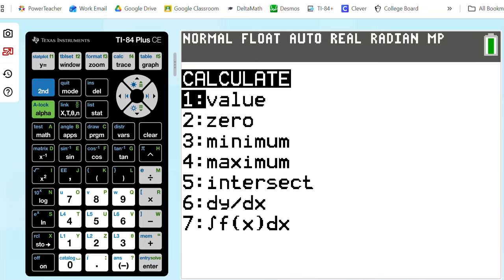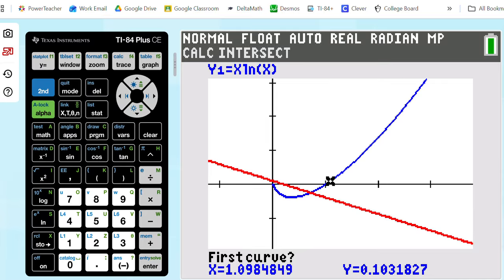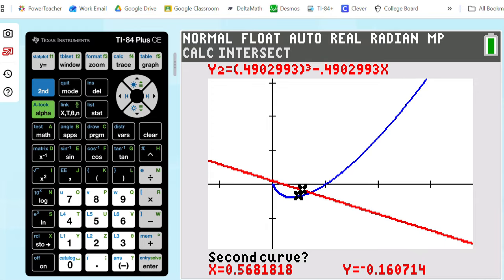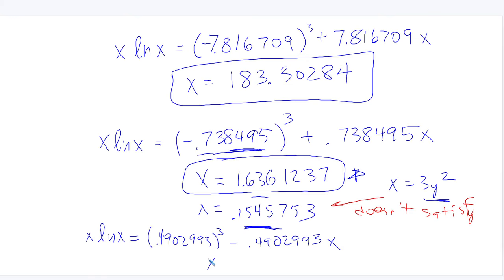So we'll do second trace, and we'll do calculate intersect, option 5. I always like to make sure I'm to the left first, even though it doesn't usually matter unless you're looking for multiple intersection points. It might give you the wrong one. Oh, there we go. I didn't mean to go that far, but that's fine. It should still calculate it for us. We end up with 0.7211802. So we end up with x equal to 0.7211802, I believe.